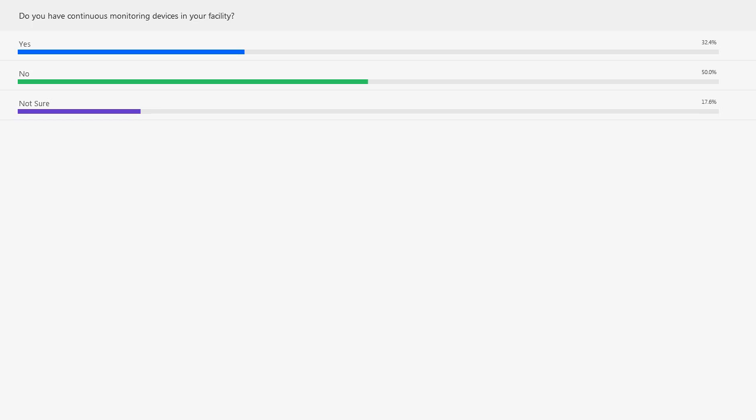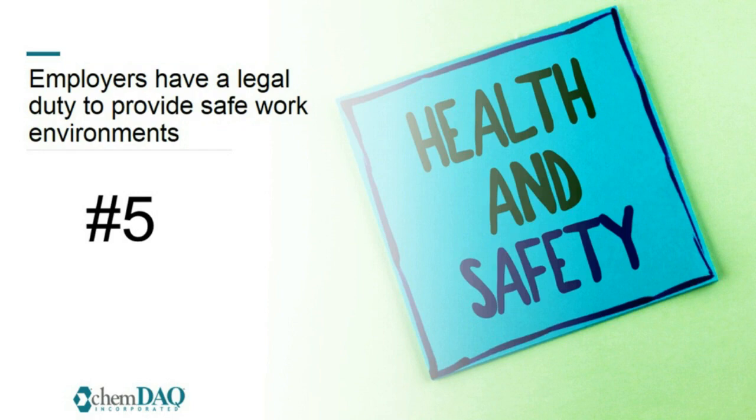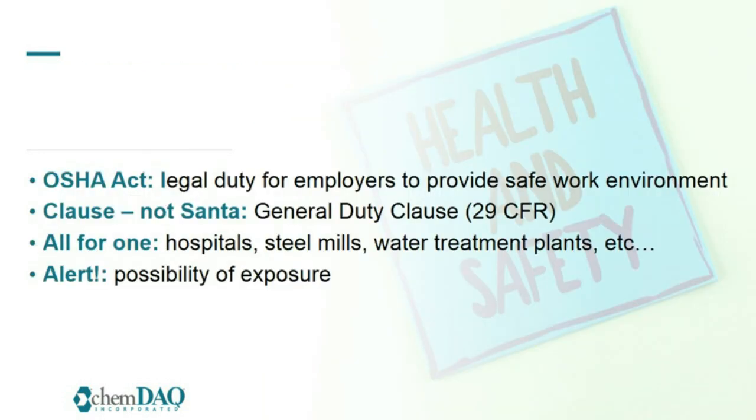This brings us to number 5 when we think of health and safety. Employers have a legal duty to provide safe work environments. In doing so, they need to follow the OSHA Act of 1970. This created a legal duty for employers to provide a safe working environment and a legal duty for employees to follow all workplace safety standards.